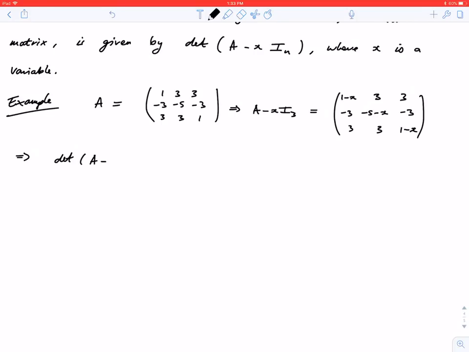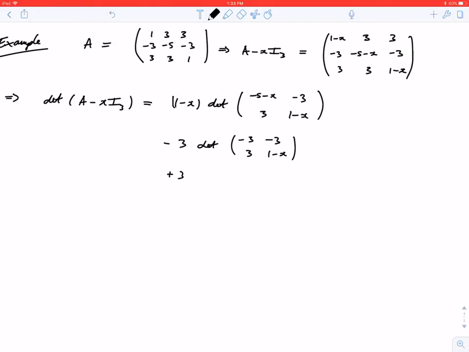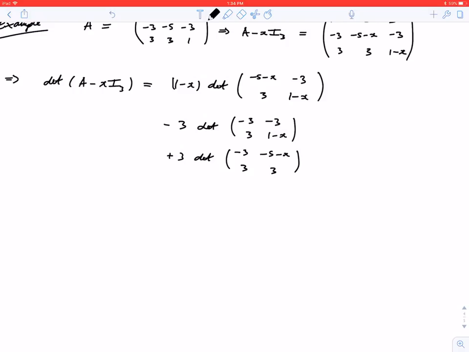So the determinant of A minus x I3 here is horrific. It's going to be 1 minus x times the determinant of minus 5 minus x, minus 3, 3, 1 minus x. There's no way I can simplify any of this yet. I've got to go through the full procedure. Minus 3 times the determinant of minus 3, minus 3, 3, 1 minus x. Then it's plus 3, remember you've got to alternate, of the determinant of minus 3, minus 5 minus x, 3, 3. I think that's it. And now remember the determinant of a 2 by 2 is AD minus BC. So this absolute nightmare turns into the following. It's 1 minus x. Okay, dear God, here we go. It's going to be minus 5 minus x times 1 minus x minus 3 times 3. That's the first piece. Minus 3.